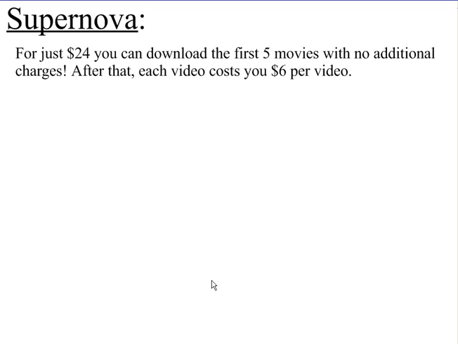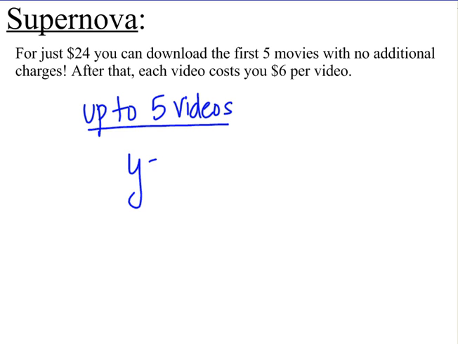The last company we're going to look at is called Supernova. And it says for just $24, you can download the first 5 movies with no additional charges. After that, each video is going to cost you $6 per video. So we're going to basically look at two different equations for this. When we first look at it, for up to 5 videos, we know it's going to be $24 no matter what. So we can write the equation y equals 24.